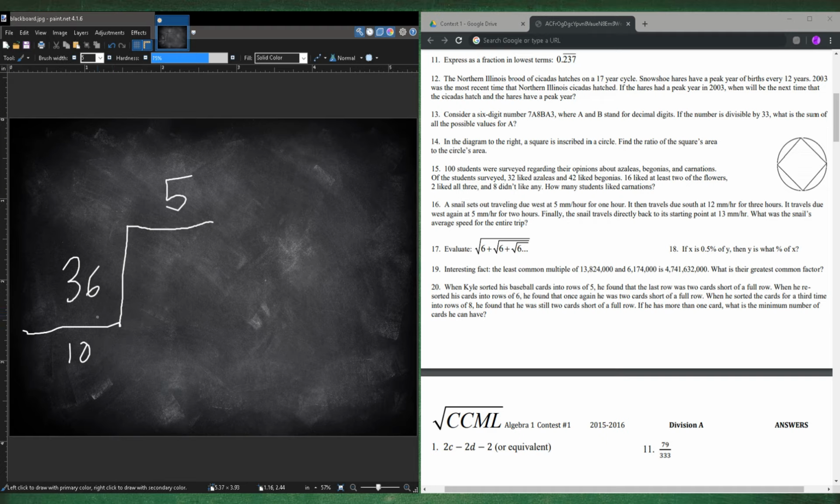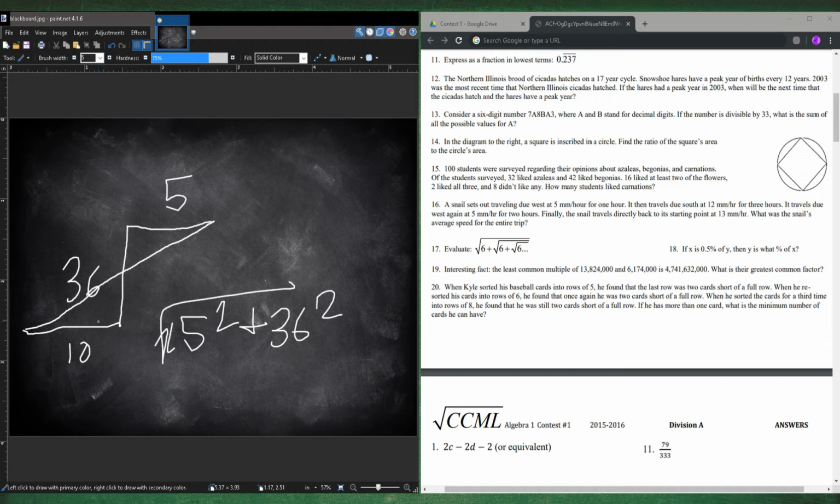So finally, the snail travels directly back to its starting point at 13 millimeters per hour. So from here, it has to go back here. So what was the snail's average speed for the entire trip? So basically, we have to find the distance. So it's 10 plus the hypotenuse. So this just makes a triangle, because if you move this down, you get here. You move this over here, you get here. So you make a right triangle, basically. So it's 10 plus 5 is 15, so it's 15 squared, plus this length, which is 36, so that's 36 squared, and you square root to get the length of the hypotenuse.